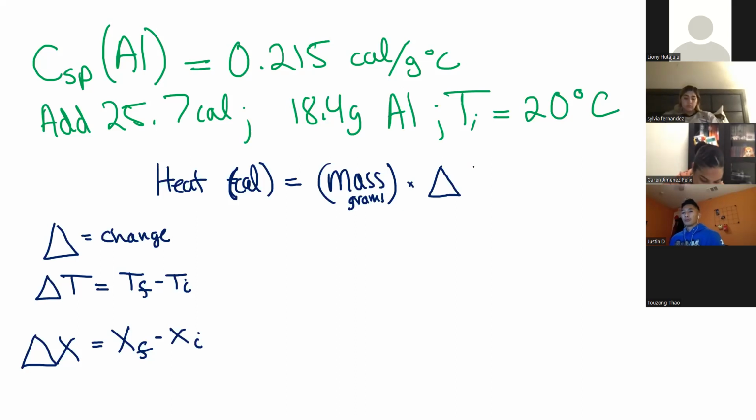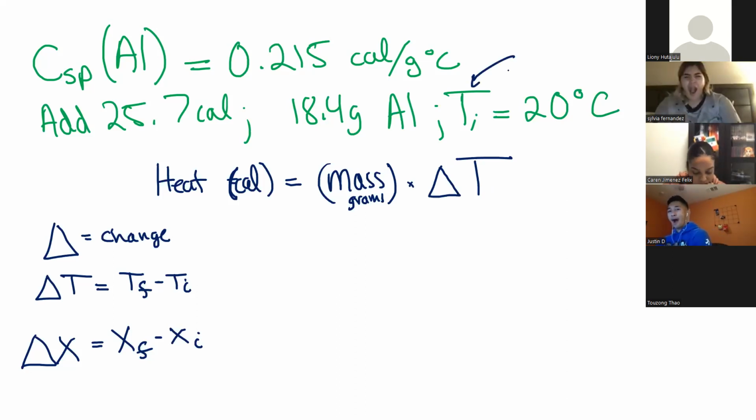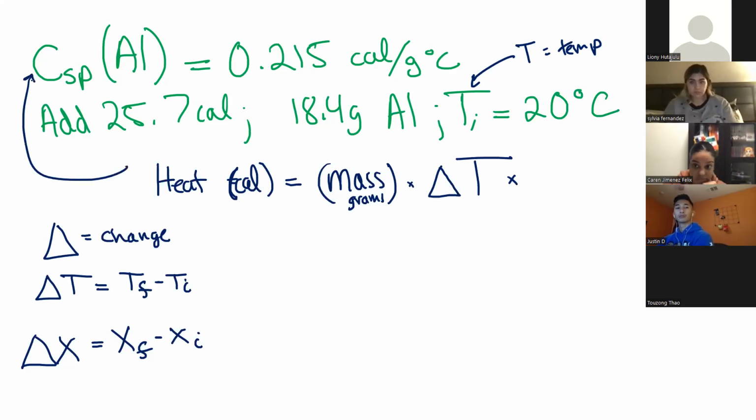So delta T is what goes next, which is the change in temperature, because T, as we said, equals temperature. And finally, we multiply that by what the book says next, which is the specific heat capacity, okay? And that is going to be symbolized, like I said, here. So see this? The letter C, subscript SP, is how we represent specific heat capacity.